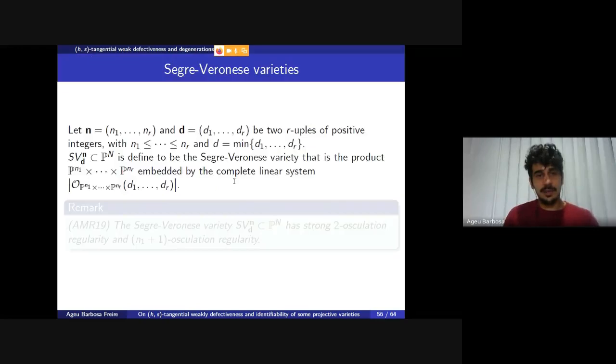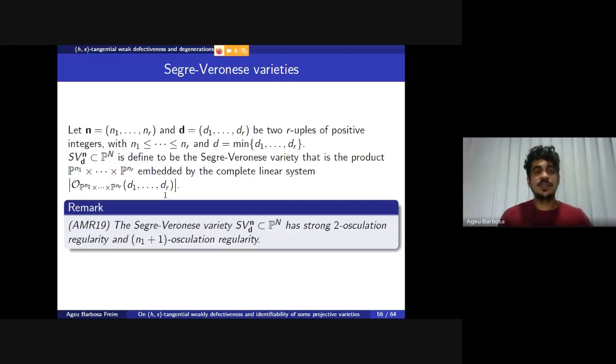Now I would like to apply this theorem to the Segre variety. Let me just recall the definition of the Segre varieties. We consider two r-tuples of positive integers, n1 up to nr and d1 up to dr, and the Segre variety associated to these tuples is defined to be the product P^n1 up to P^nr, embedded with degree d1 up to dr. Let me observe that Araujo, Massarenti and Rischter in 2019 proved that this variety has strong 2-osculating regularity and n1 plus 1 osculating regularity. Okay.